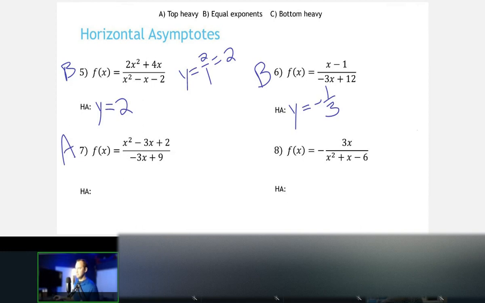All right, A. So this one is considered top heavy. So what is the HA, everyone? So don't put Y equals none. You would put HA is none. Don't put Y equals none. You say HA is none. Y equals none just looks kind of weird. I wouldn't mark it wrong on a TGA, but yeah, just none.